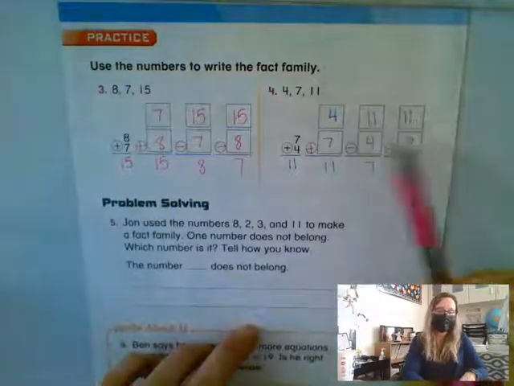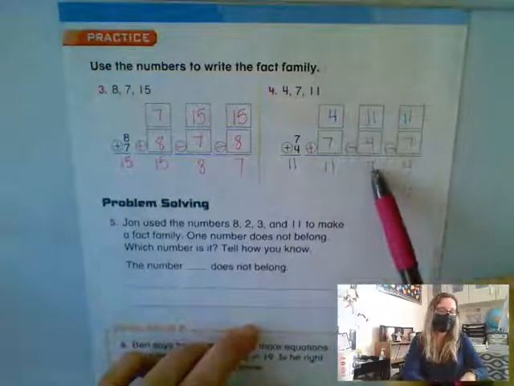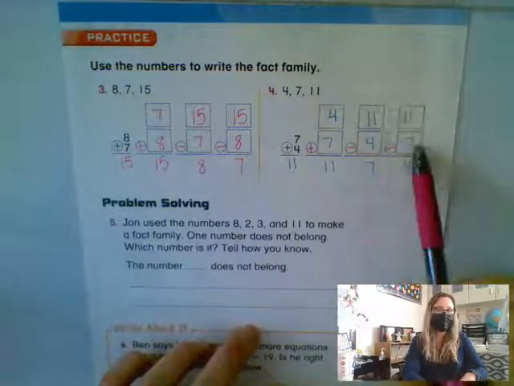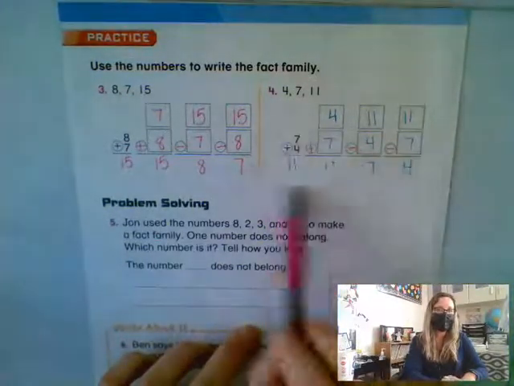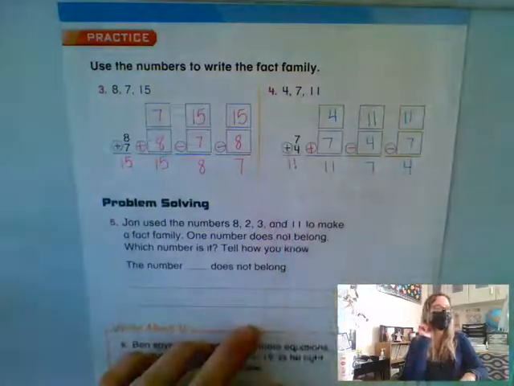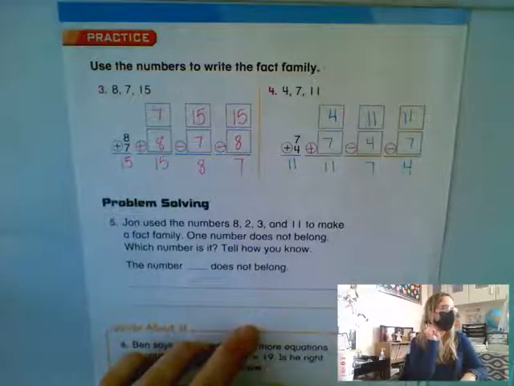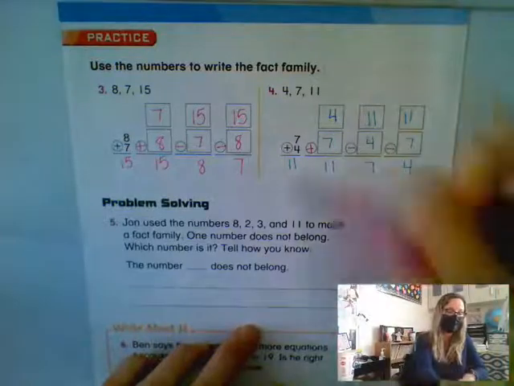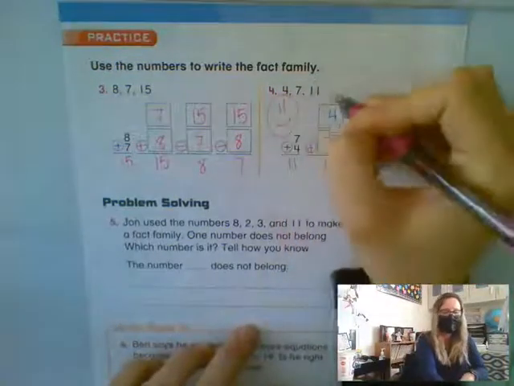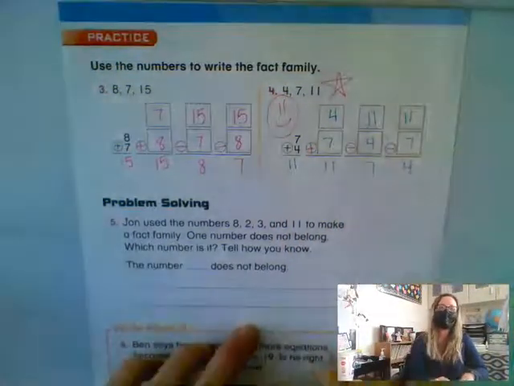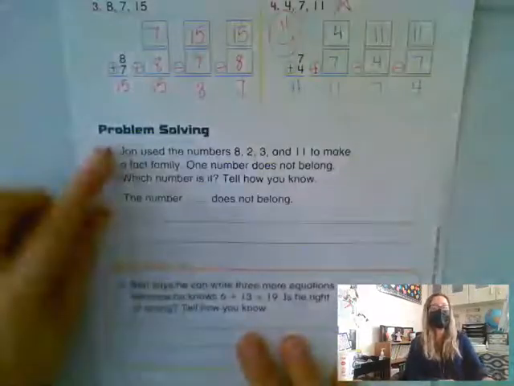For these ones, it didn't matter if you did 11 minus 7 is 4 or 11 minus 4 is 7 first. The only one it mattered for were these ones because they already gave you 7 plus 4. So check that over right now. Make sure you got them all correct. If you did, give it a smiley face or a star. And now we're going to look at the problem solving.